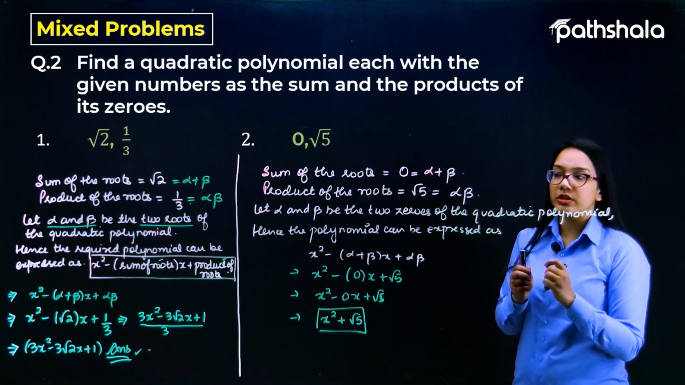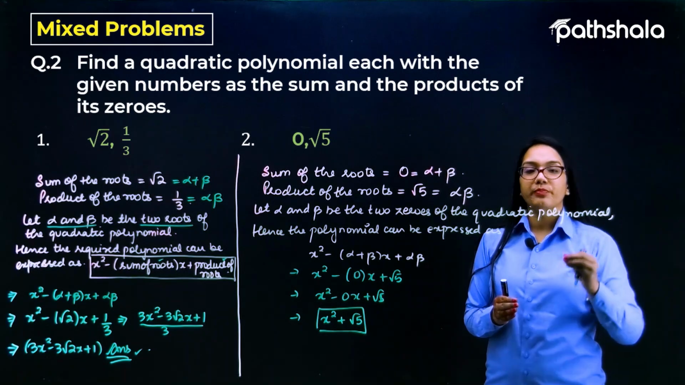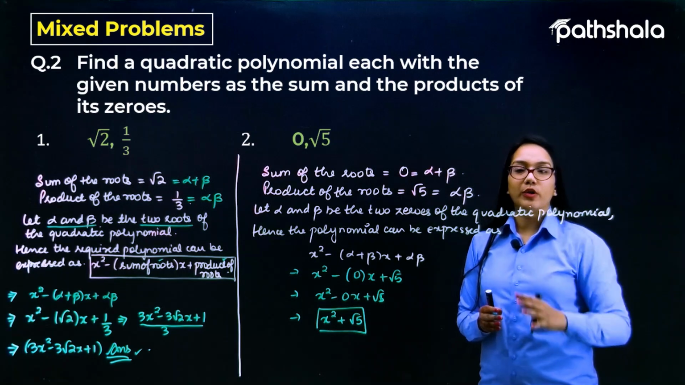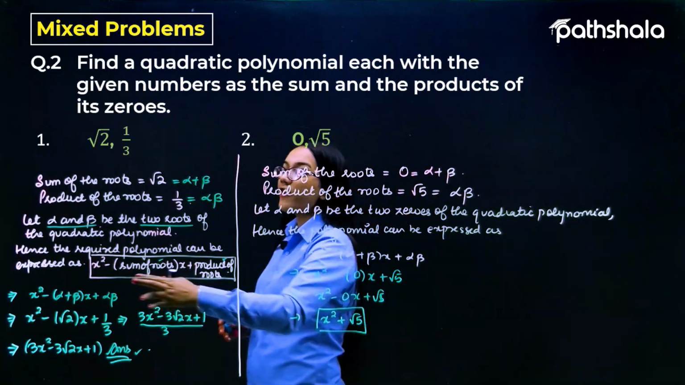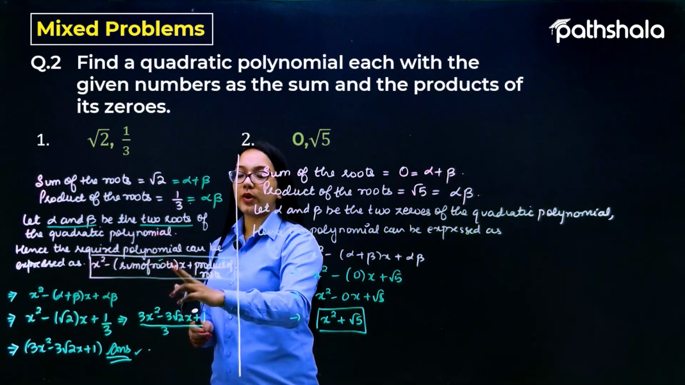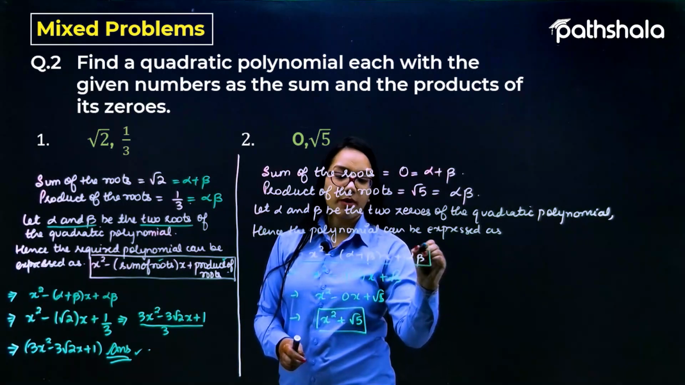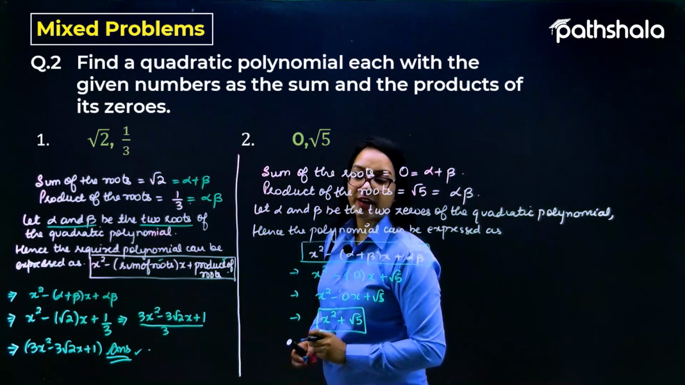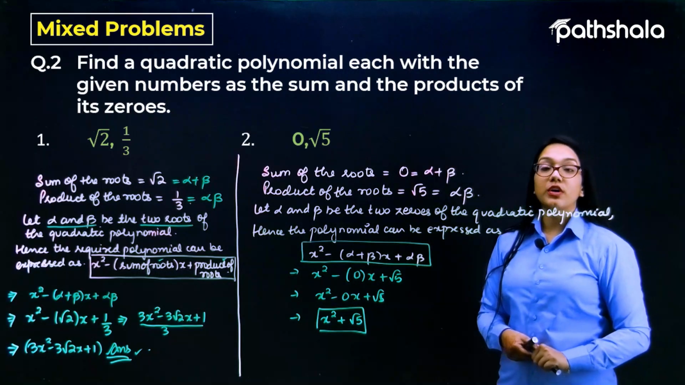So always remember this concept: whenever we have the two zeros of any quadratic polynomial, the quadratic polynomial can always be expressed as x square minus sum of roots into x plus product of its roots, or in the form x square minus (alpha plus beta) into x plus alpha beta. Using this concept, we can find the quadratic polynomials.